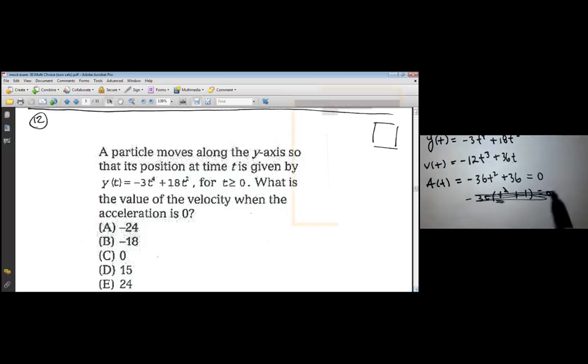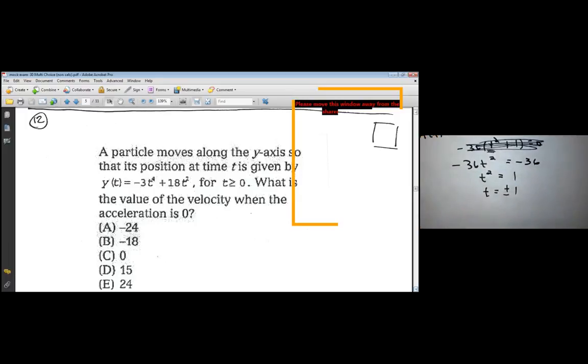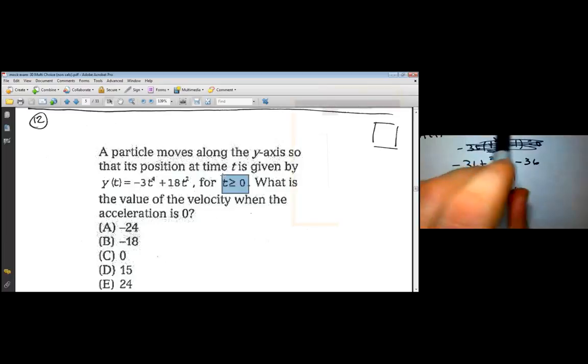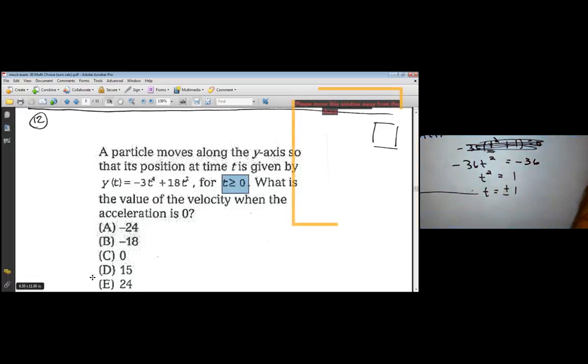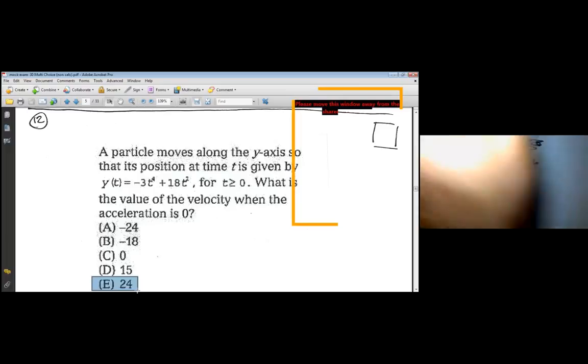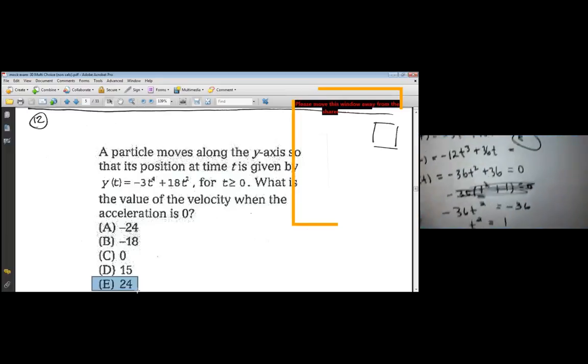Let's cross this out. All right, so this would be negative 36 t squared. Let's just go with that, is equal to negative 36. If we try to solve that, that gives me t squared is equal to one, t is equal to plus or minus one. And going that route, it says very clearly, this is for t greater than zero. So now I think what you just said is actually correct as well. So if you come back up to here and we plug in one, that's going to give us negative 12 and 36. Yeah, there you go right there. Answer is E, 24. It was kind of weird the way they wrote that. It threw me off a little bit. E, 24.